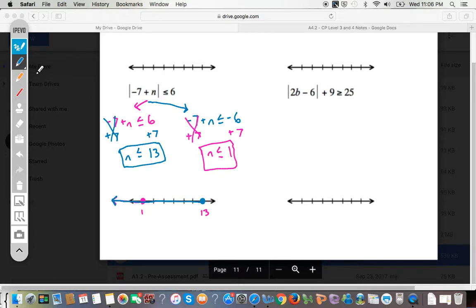Okay. So let's do the last one. I need to get this absolute value expression by itself, so I'll subtract 9 from both sides. Okay, so this cancels. So I have the absolute value of 2b minus 6 is greater than or equal to 25 minus 9, which is 16. Okay, so I'll create two new equations. So I'll put one over here. So I have 2b minus 6 is greater than or equal to positive 16.